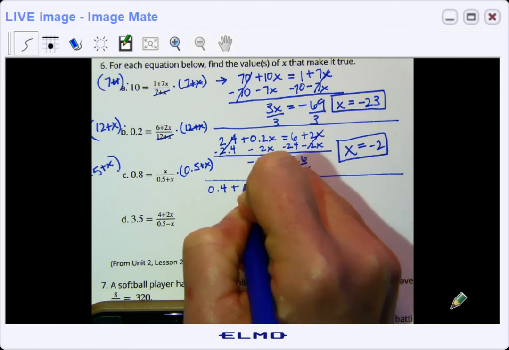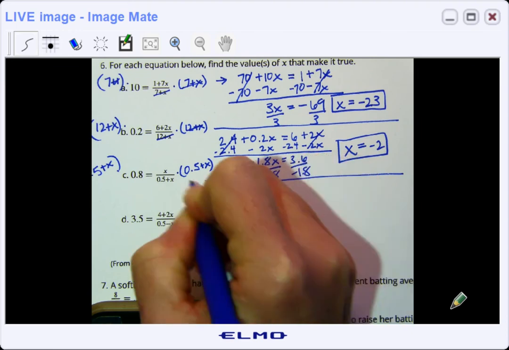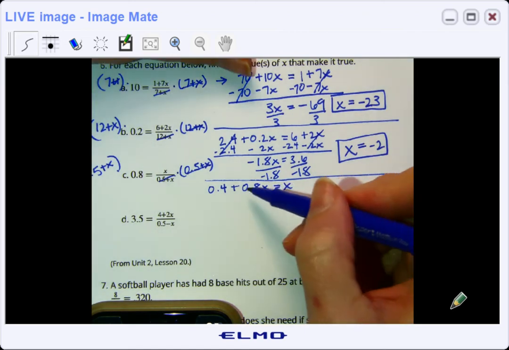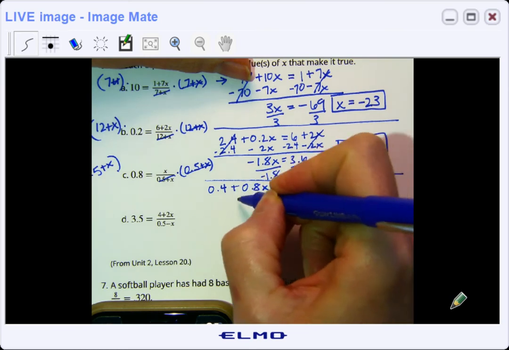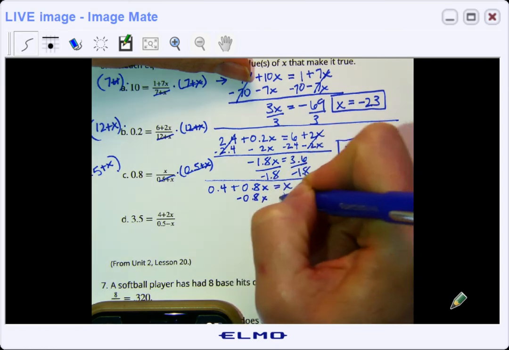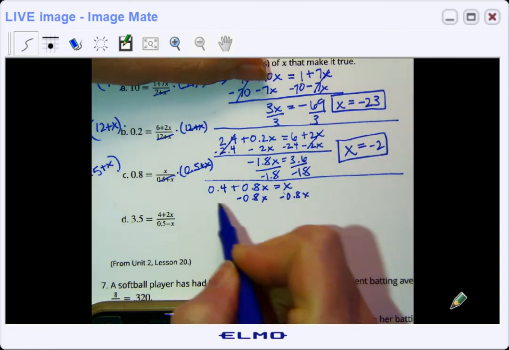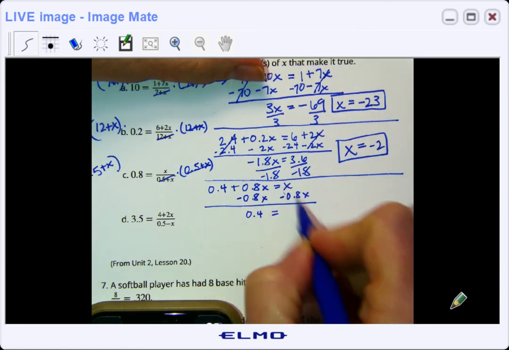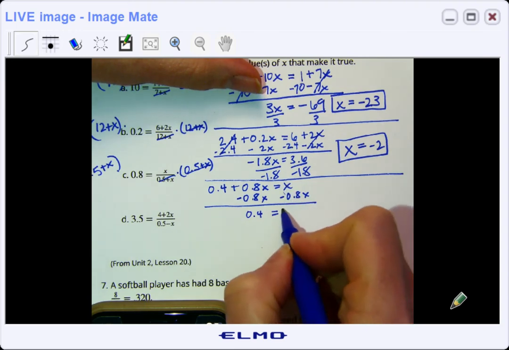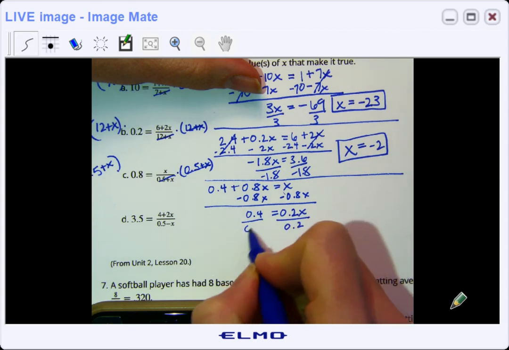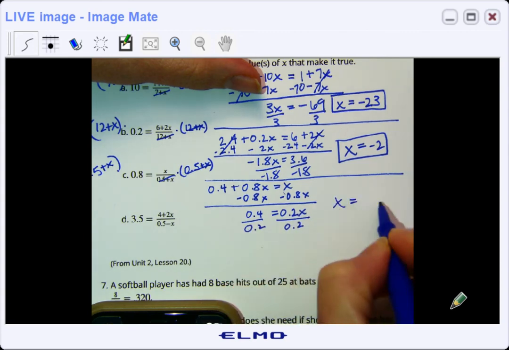So 0.4 plus 0.8x equals x. So this time I'm just going to move the 0.8x to the other side since there's just an x over here. So minus 0.8x, minus 0.8x. And that gives me 0.4 is equal to 1 minus 0.8, which is 0.2. So then divide by 0.2 and you get x equals 2.